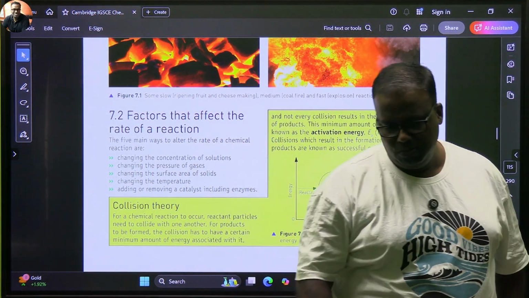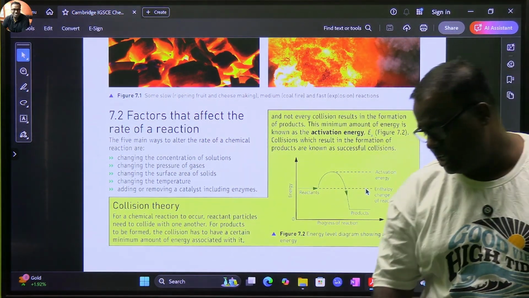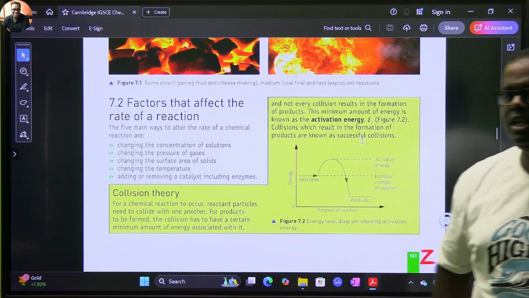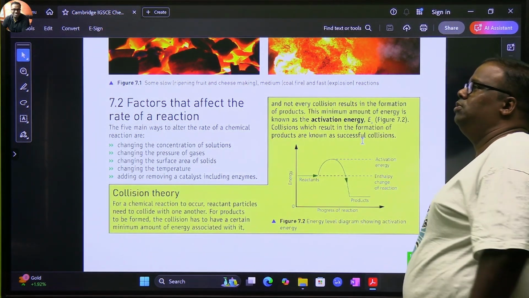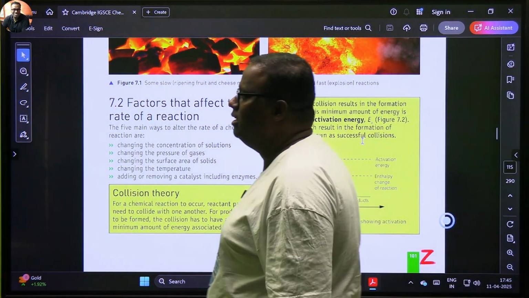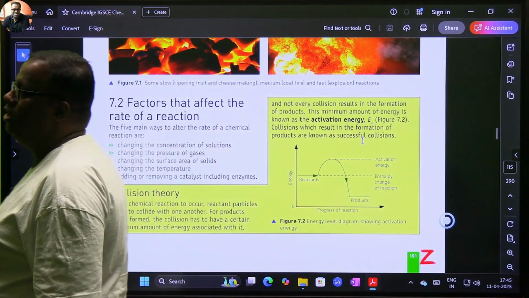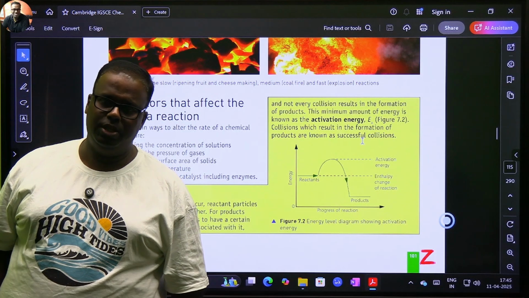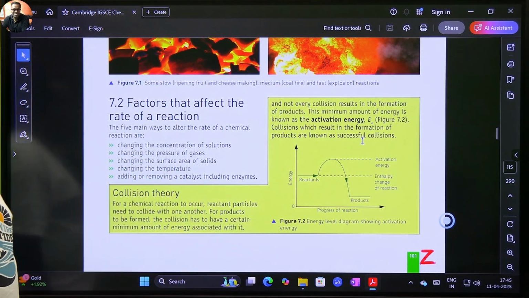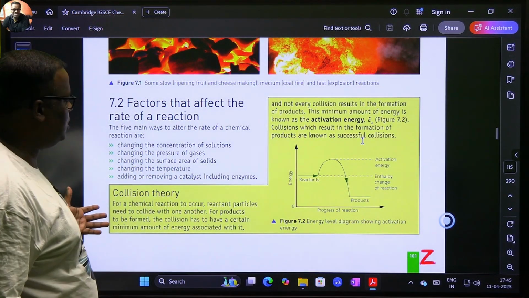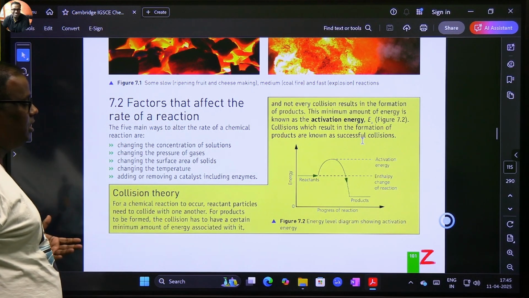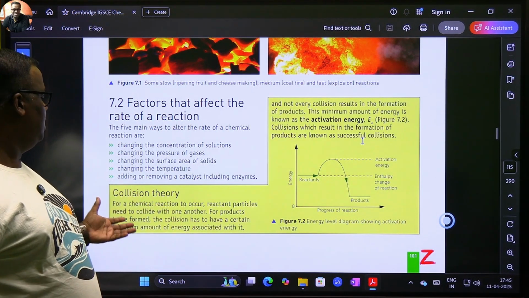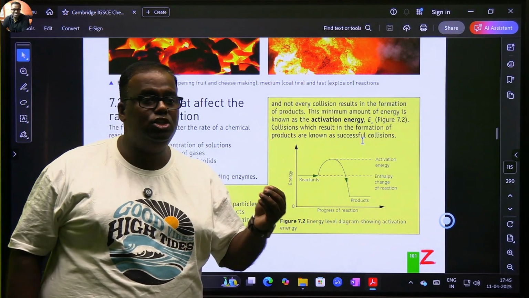Okay. Now, based on the discussion so far, one thing is very much evident: if we want a reaction to happen, we have to make the environment such that there are a lot of collisions between the particles. Do you agree? So what does the collision theory tell us? The collision theory says that the reactant particles need to collide with one another. For products to form, a certain amount of minimum energy will be required.